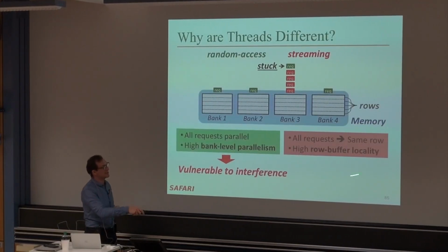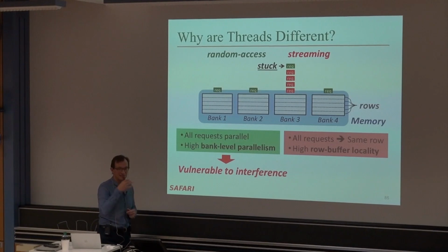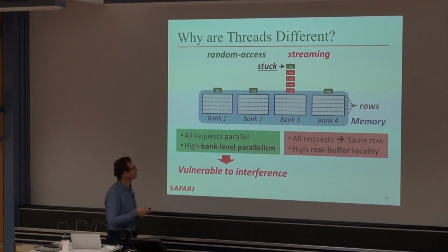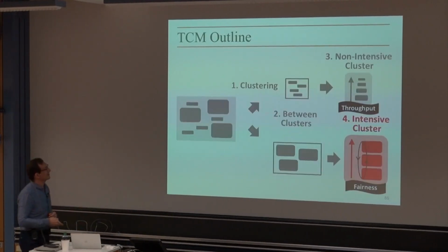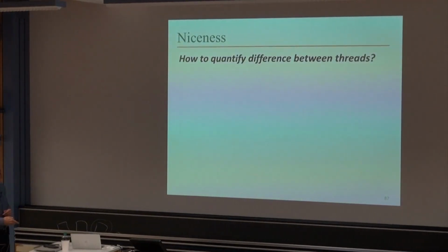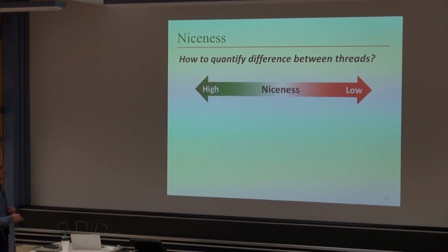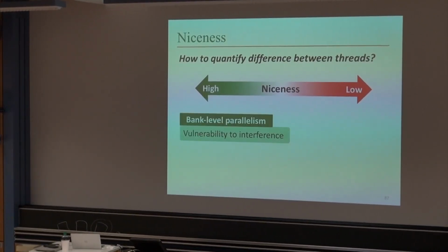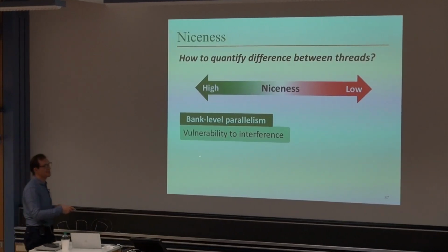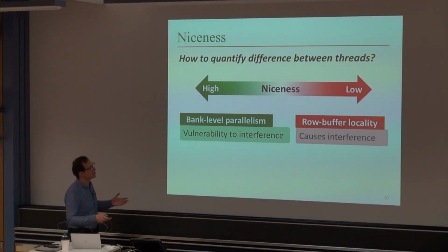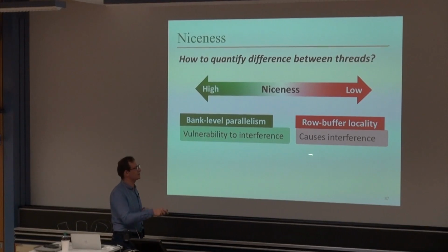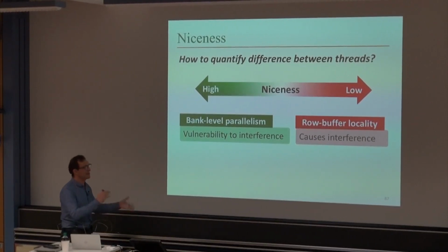These are actually threads that cause interference, streaming threads. And we will see this later on also. So basically, in this intensive cluster, we quantify the difference between the threads. We attribute some niceness to the threads. Niceness is high if a thread has high bank level parallelism. Niceness is low if a thread has high row buffer locality. And we have a metric to measure this.